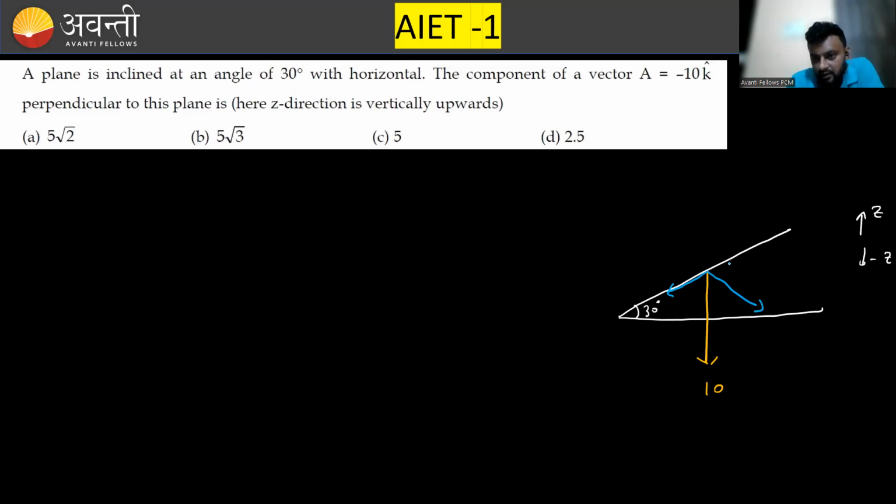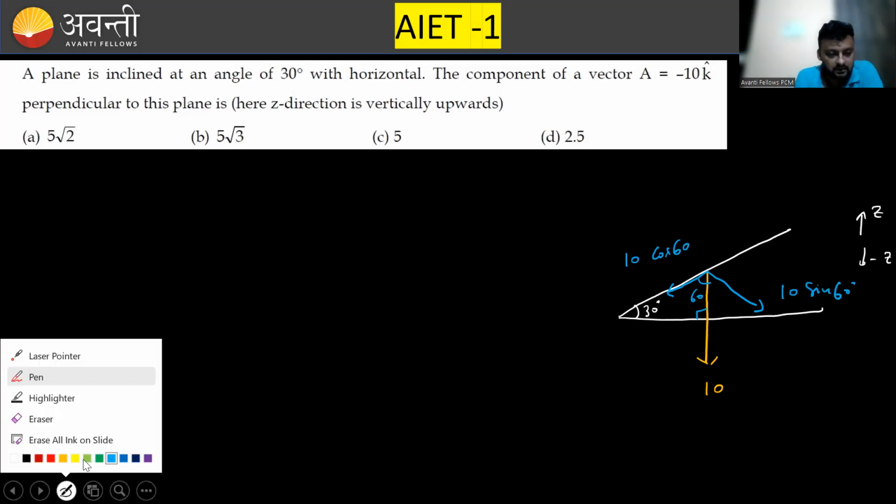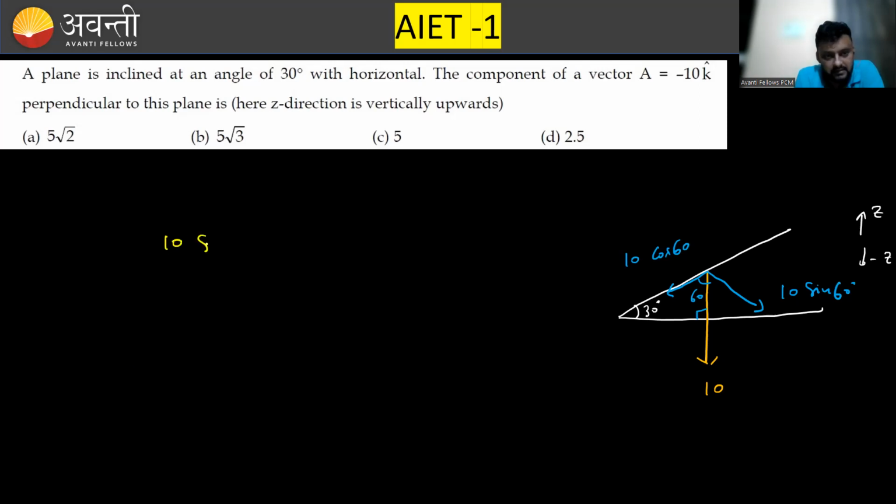So which component is perpendicular to the inclined surface? This one. If you see this angle is 90, this is 30, this is going to be 60. So this component will be 10 cos 60 and this will be 10 sine 60. So what will be your answer? Your answer will be 10 sine 60. 10 sine 60 is root 3 by 2, that is 5 root 3, which is option number B. Clear?